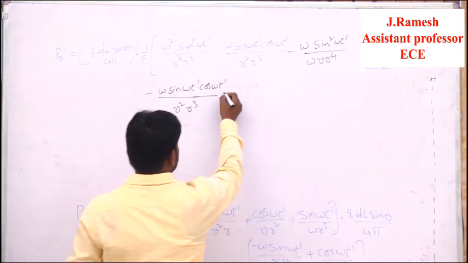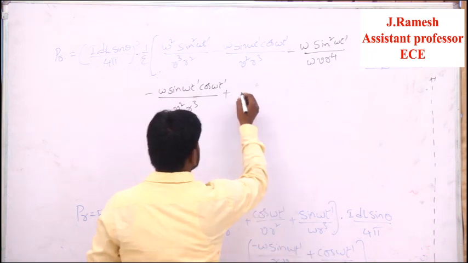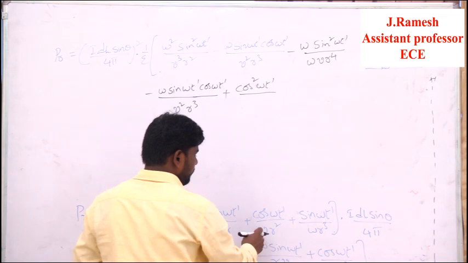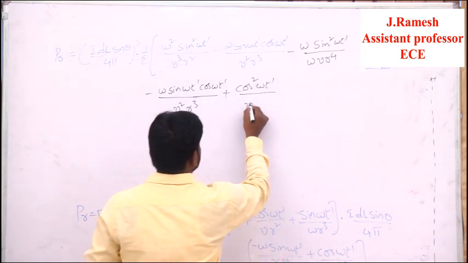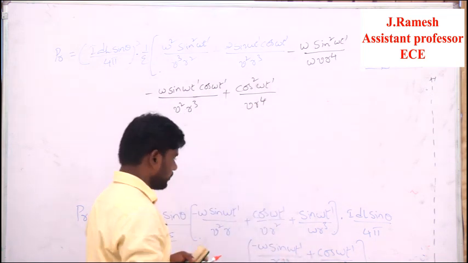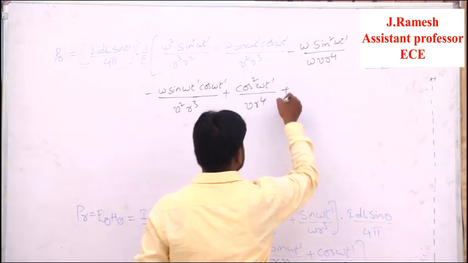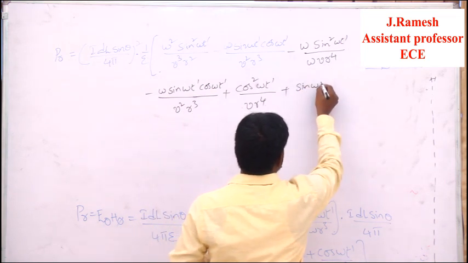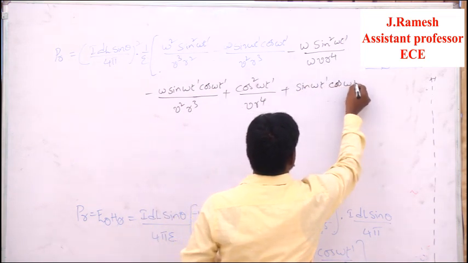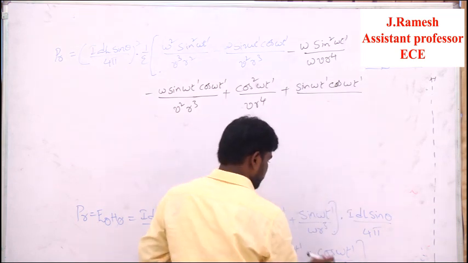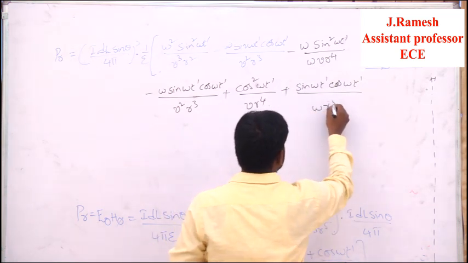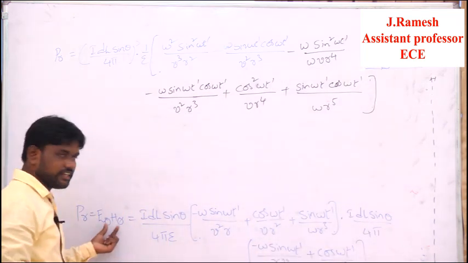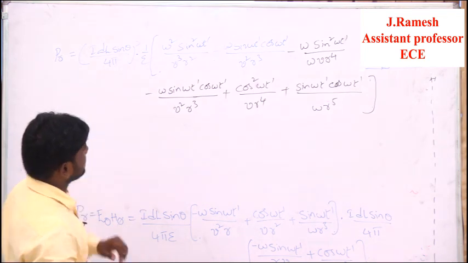So the second term now, cos into cos, cos square omega t dash by v into r square, v into r to the power of 4. And again the third one is sine into cos, that means sine omega t dash cos omega t dash by w into r to the power of 5. So this is exactly the multiplication between the E theta and H phi. So now this is the expression.